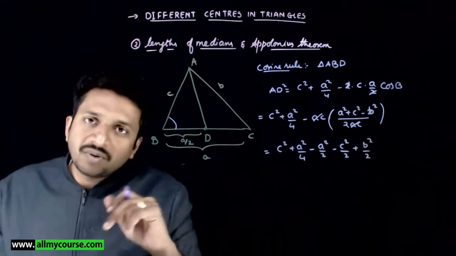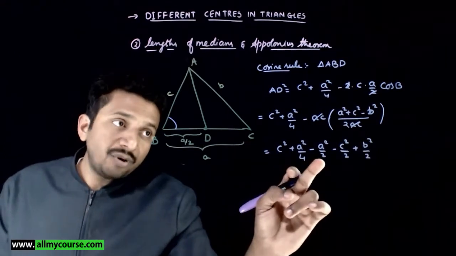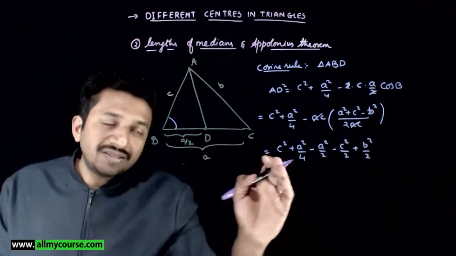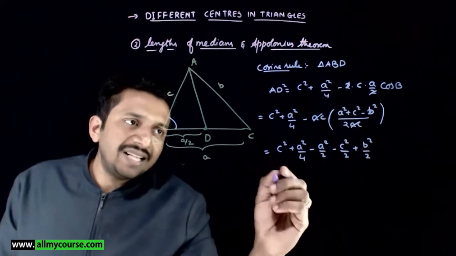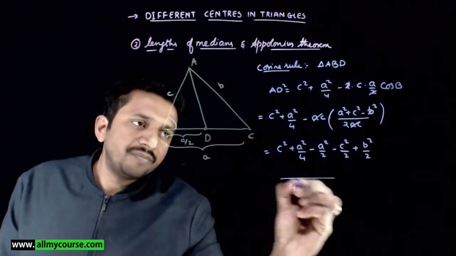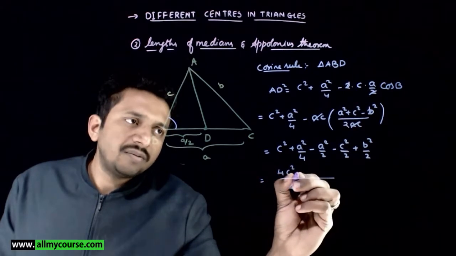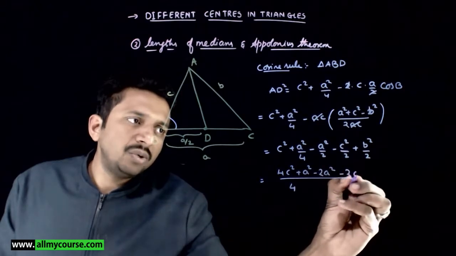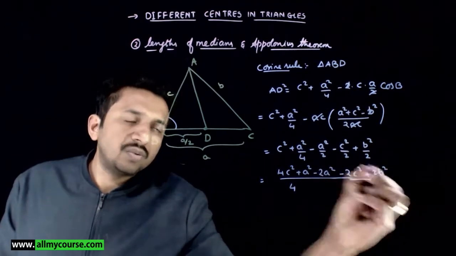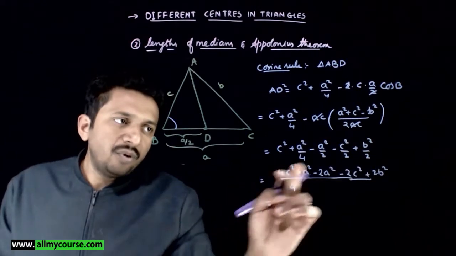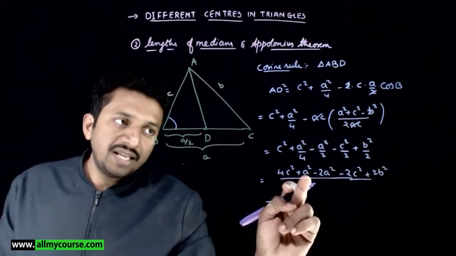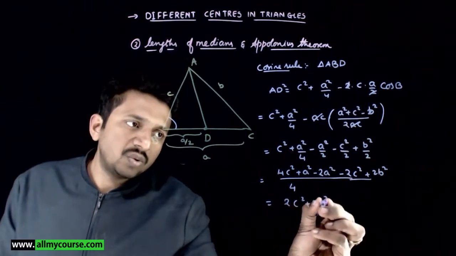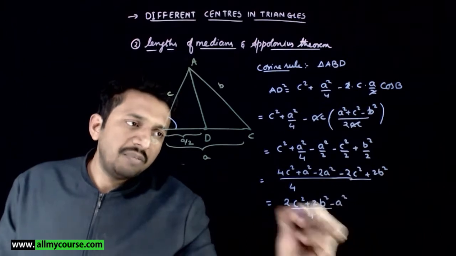So c square minus c square by 2 is c square by 2. A square by 4 minus a square by 2 is minus a square by 4. If I take the LCM here, the LCM is 4. So you have 4c square plus a square minus 2a square minus 2c square plus 2b square, that is equal to 4c square minus 2c square is 2c square, a square minus 2a square is minus a square. So 2c square plus 2b square minus a square by 4.